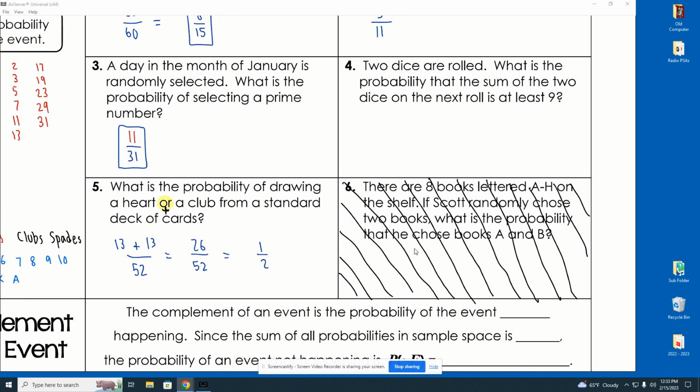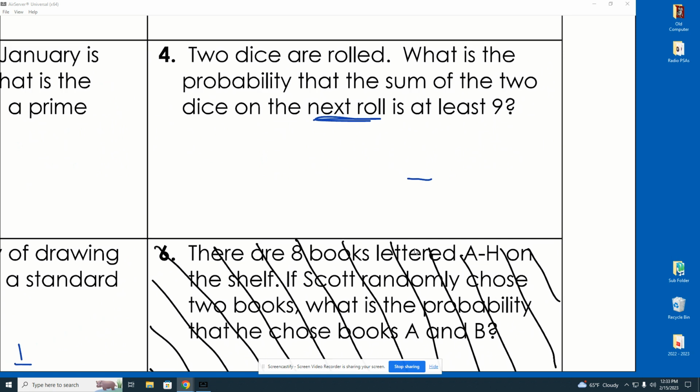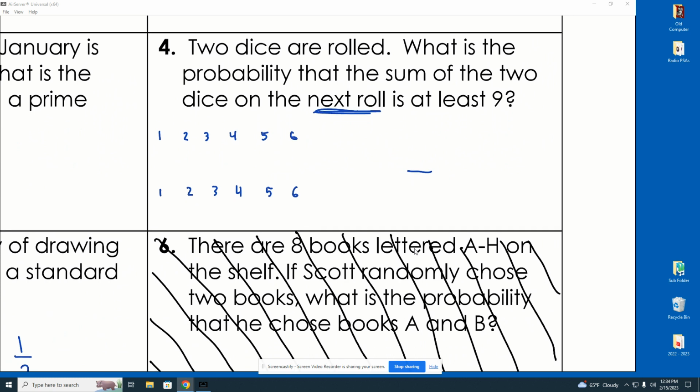Number 4 is a little trickier. I'm going to do it real fast, though, because that's what you guys asked. I'm rolling 2 dice, but I'm trying to figure out what's the probability that the next roll, so I'm still just looking at 1 roll, is at least 9. Well, here's my possibilities, guys. I could roll a 1, 2, 3, 4, 5, or 6 with the first dice. And I could roll a 1, a 2, a 3, 4, 5, or 6 with the second dice. And what are we wanting to get? A sum of at least 9.